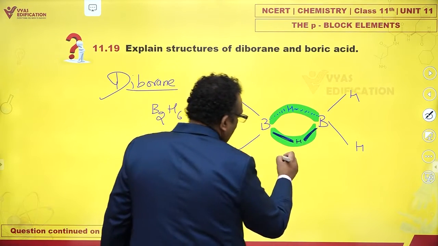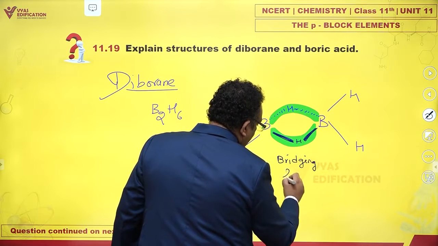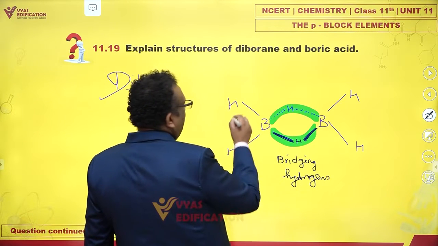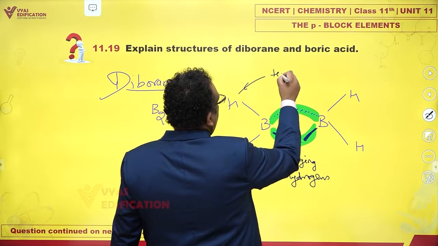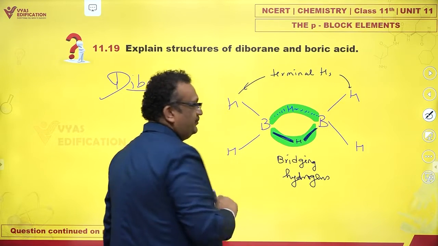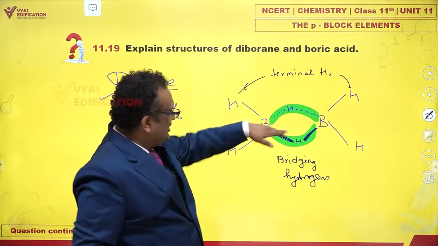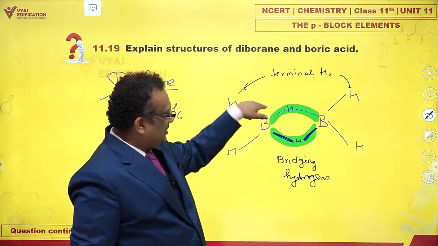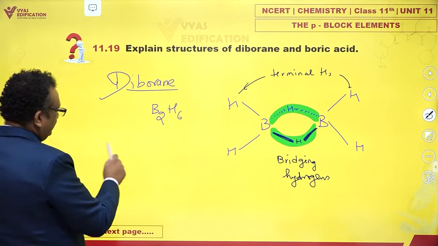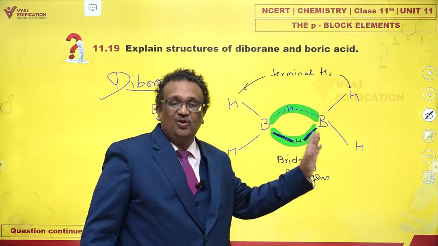These are called bridging hydrogens. And these are called terminal hydrogens. So overall, you would see that this is this BH inside. It is a perpendicular plane. So this is the way you should be able to view the overall structure of diborane.